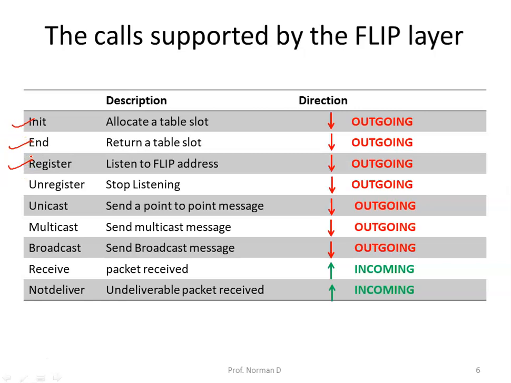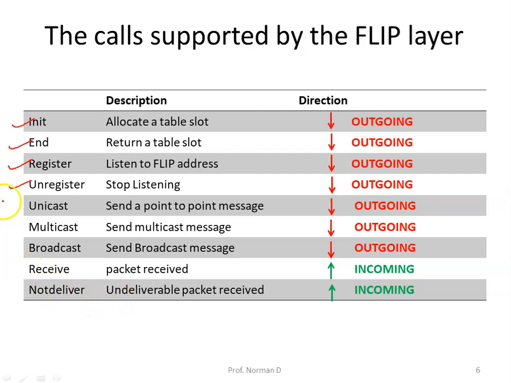Register is invoked to announce a process's FLIP address to the FLIP layer. It is called when the process starts up. The FLIP layer immediately runs the private address offered to it through the DES function and stores the public address in its table. If an incoming packet is addressed to the public FLIP address, it will be passed to the RPC layer for delivery. The unregister call removes an entry from the FLIP layer table.